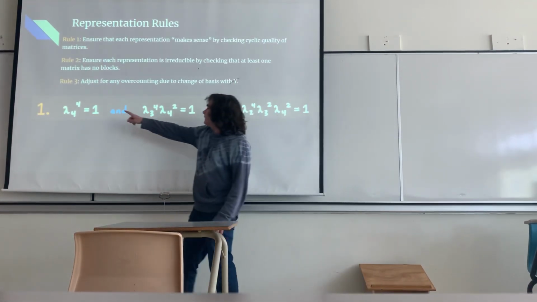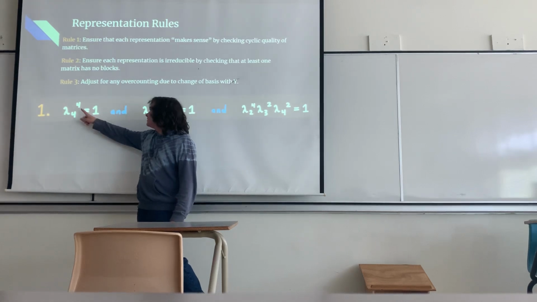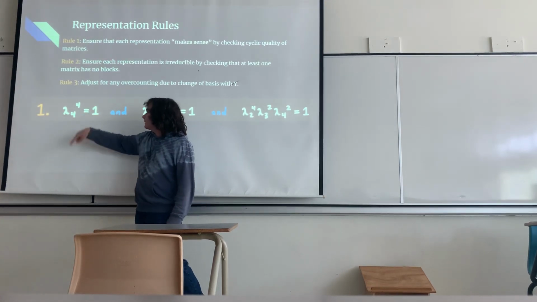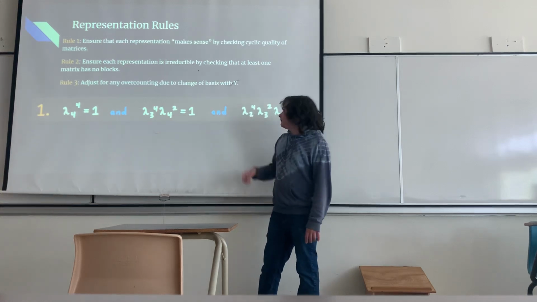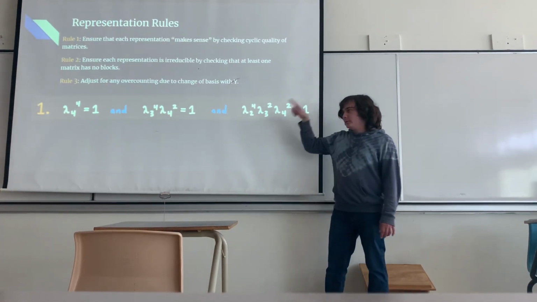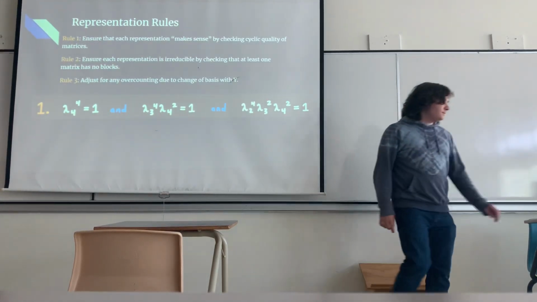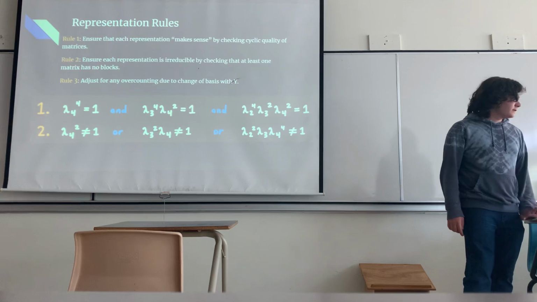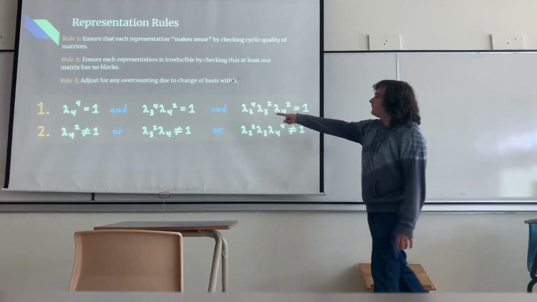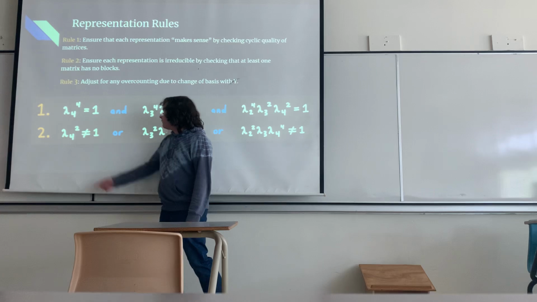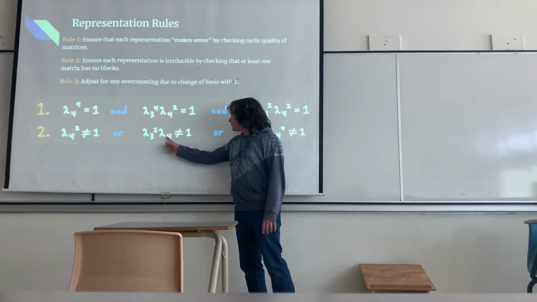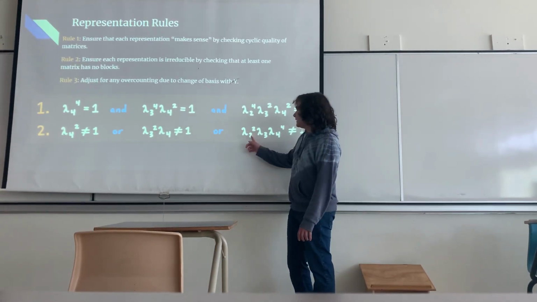Again, this checks for blocks in X, or just this checks that X3 cycles back to where it started, this checks that x2 cycles back to where it started, and this checks that x1 cycles back to where it started. And now, the second set of equations is for the second rule, and we just need one of these to be true. And so again, this checks that x3 doesn't have blocks, this checks that x2 doesn't have blocks, and this checks that x1 doesn't have blocks.